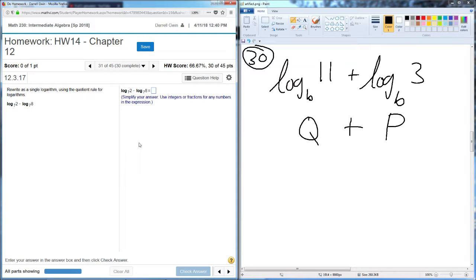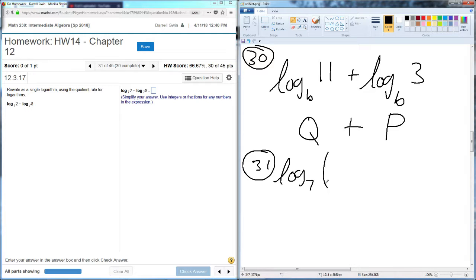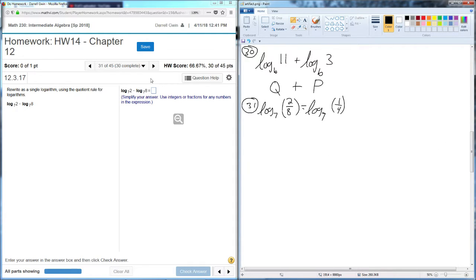Rewrite as a single logarithm. So I'm going to have to write some work here. 31. This is log base 7 of 2 over 8. This is a quotient rule. The negative log always goes into the denominator. 2 over 8, so that's definitely going to simplify to 1 over 4. Reducing fractions to simplest terms.